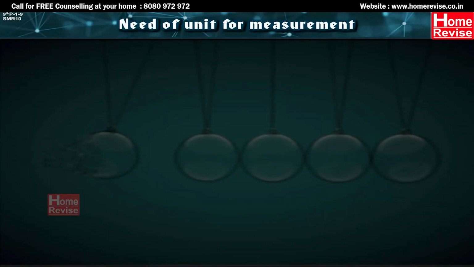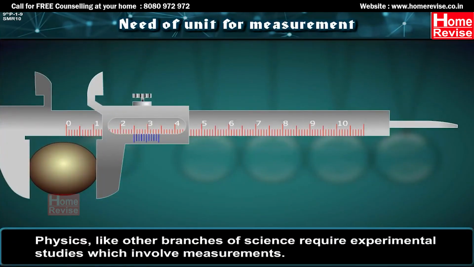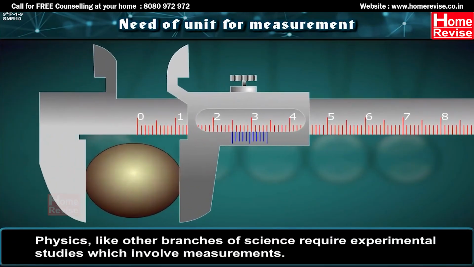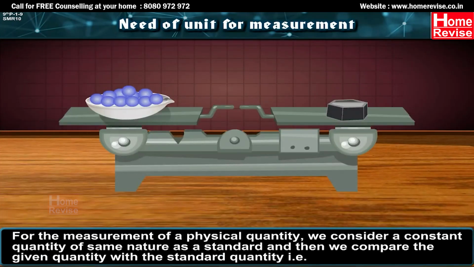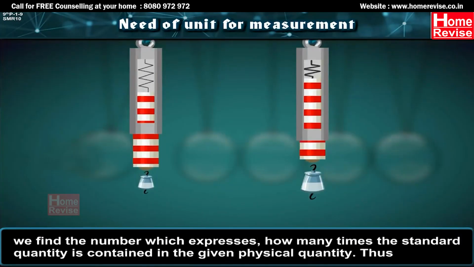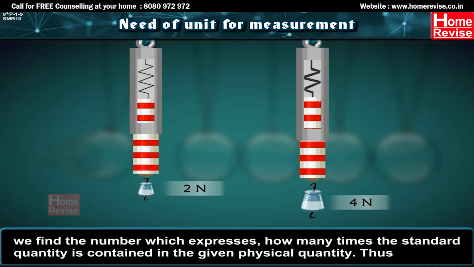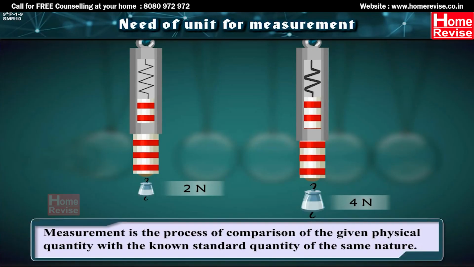Need of unit for measurement. Physics, like other branches of science, requires experimental studies which involve measurements. For the measurement of a physical quantity, we consider a constant quantity of same nature as a standard, and then we compare the given quantity with the standard quantity. That is, we find the number which expresses how many times the standard quantity is contained in the given physical quantity. Thus, measurement is the process of comparison of the given physical quantity with the known standard quantity of the same nature.